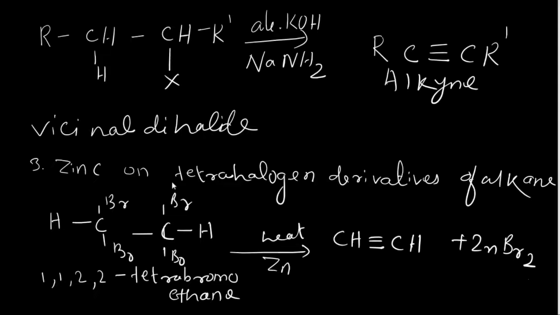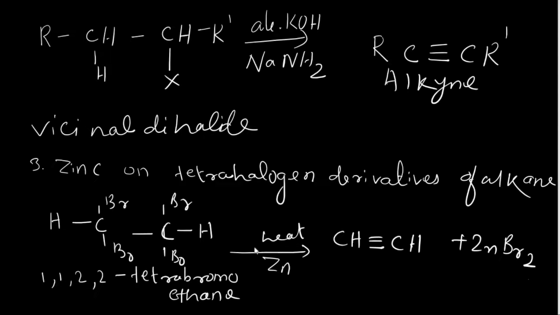Third method: zinc on tetrahalogen derivative. Tetrahalogen means there are four halogens in the alkane. See here, this has 2 carbons, that means it is ethane. In ethane, four bromine atoms are present, 1,1,2,2-tetrabromoethane.